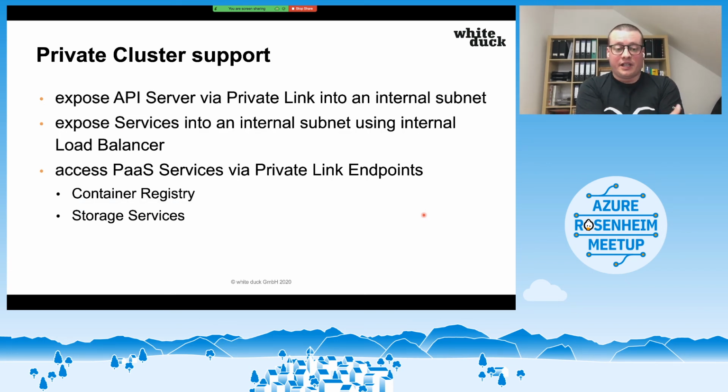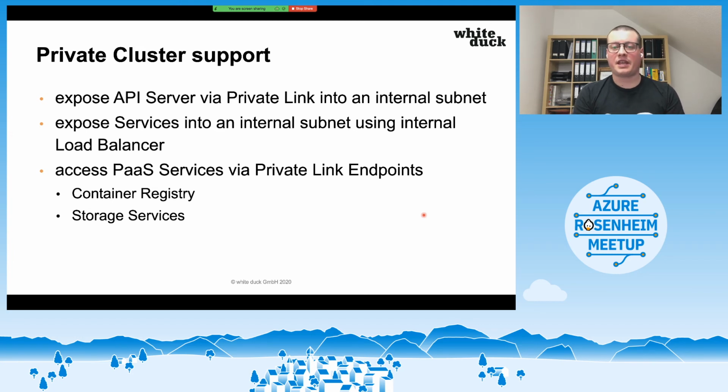Of course, there's also the need to maybe run private clusters in Kubernetes. So basically running a Kubernetes cluster, but only exposing it into your private network and subnets. This is possible with Azure Kubernetes Service. The first thing is that the API server gets exposed into an internal subnet, not with an external IP, which is the basic setting. With it, the API endpoint is only available within your subnet.